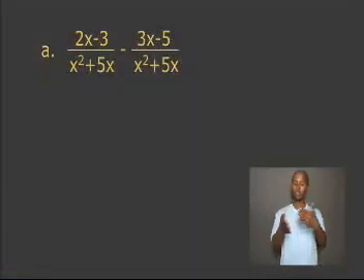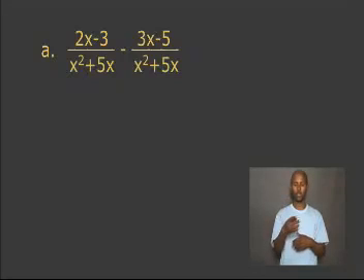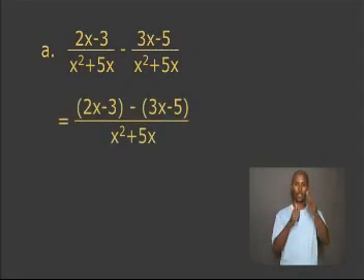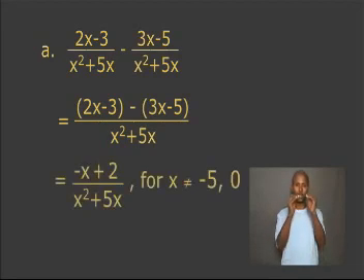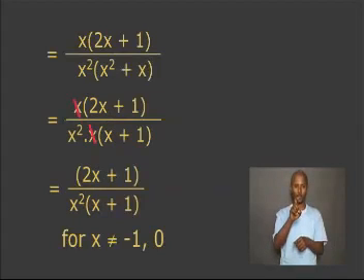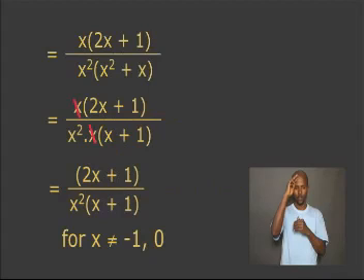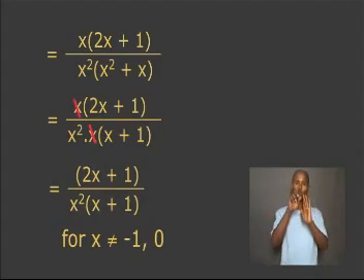Have you finished, students? Let us check our answers together. The first operation is simple because both terms have the same denominator. 2x minus 3 minus 3x minus 5 equals negative x plus 2, which is 2x plus 1 over x squared times x plus 1, for x cannot equal negative 1 or 0.